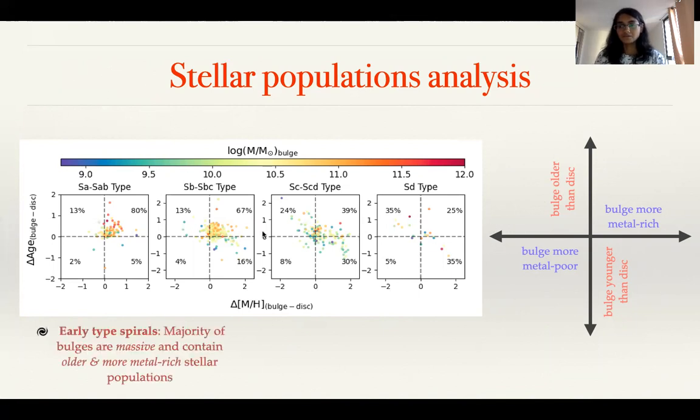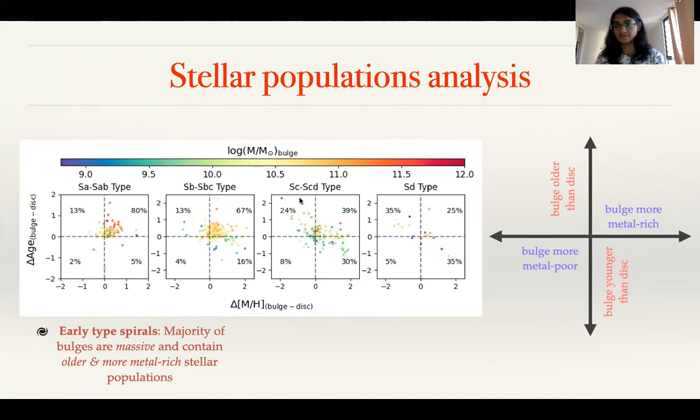We can see that in the early type spirals, the majority of the bulges are massive and contain relatively older and more metal-rich stellar populations as compared to their corresponding disks. This is as expected by the traditional picture of bulge stellar populations. However, this fraction of older and more metal-rich populations decreases as we move towards the later spiral types.